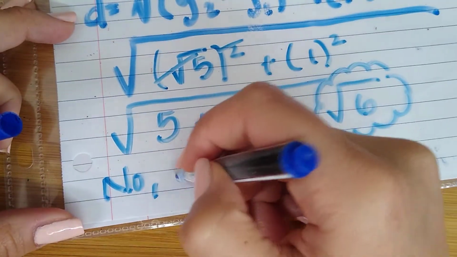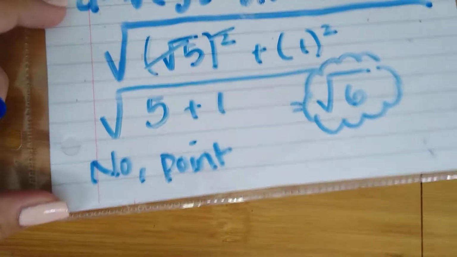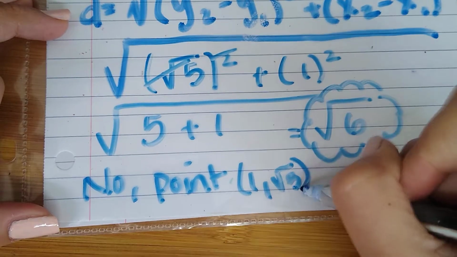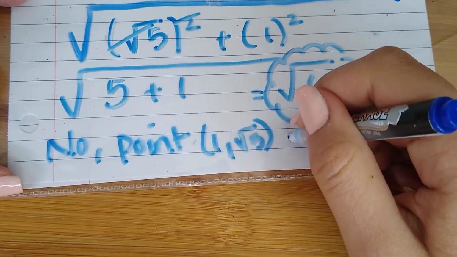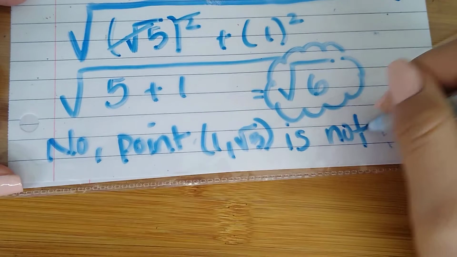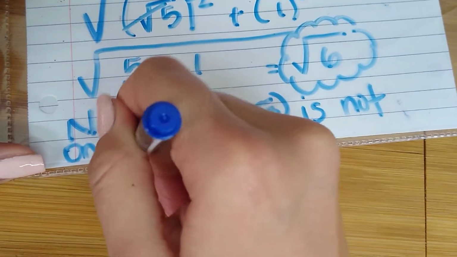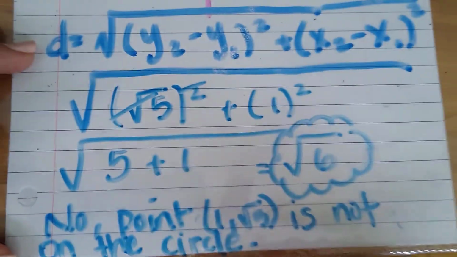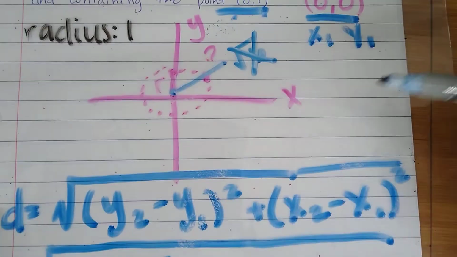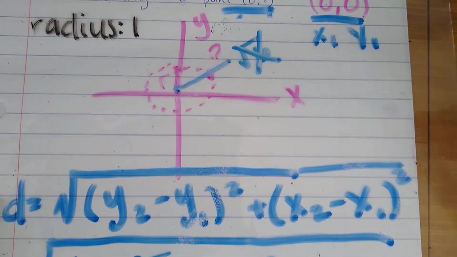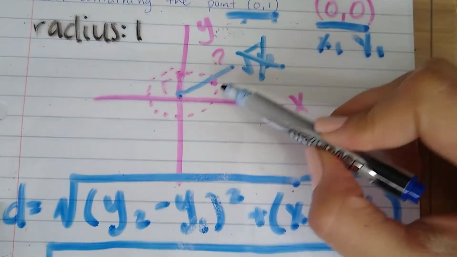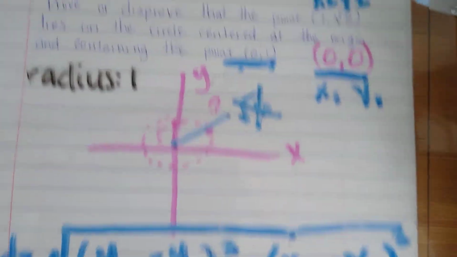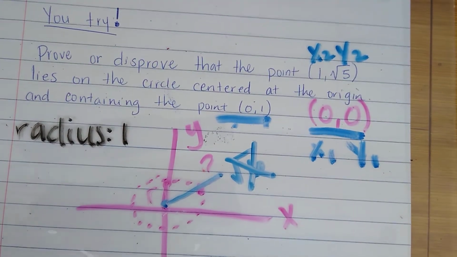the point 1 comma square root of 5 is not on the circle. Okay, and then you would give a brief explanation, which is just what I said, but you would go ahead and write it out. Because the radius here and the distance here between these 2 points do not match, then this point does not lie on the circle.